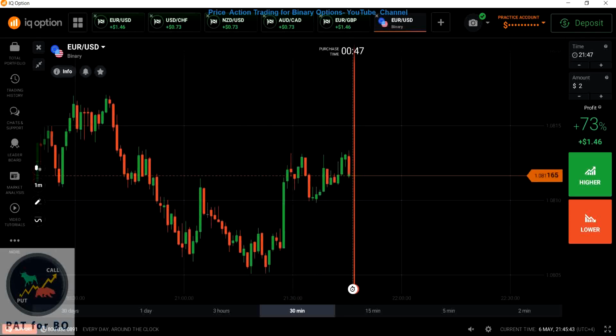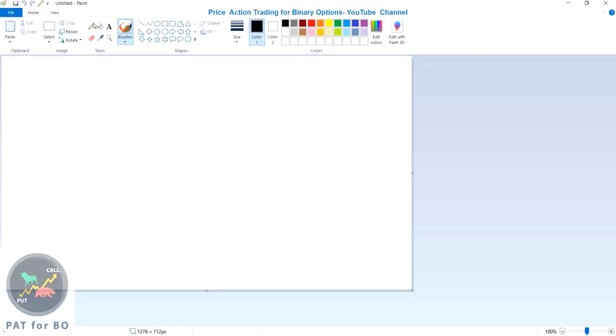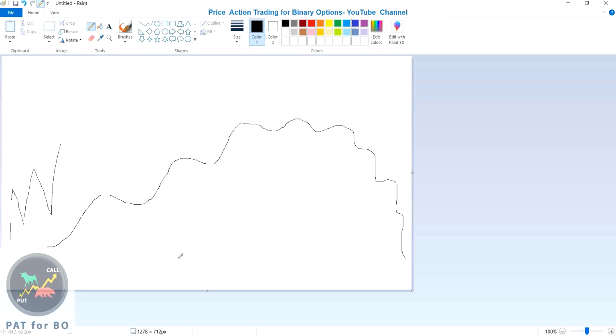Now going deep into the trends, any trend will not move like this. Trends are always considered to be in a wavy position. They will move like this, in the form of waves. But opposite to that, the price moves in this direction.